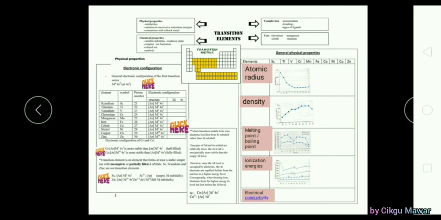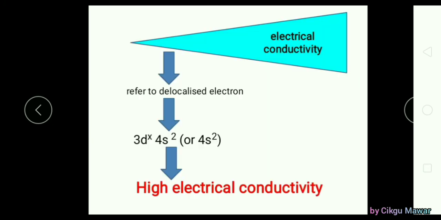For the last physical property, electrical conductivity, let's take a look. Across the period, we can see that the electrical conductivity is increasing. Why? When we talk about electrical conductivity, we must refer to the delocalized electrons and the valence electronic configuration of transition elements. It consists of 3dx and 4s2 or 4s1.